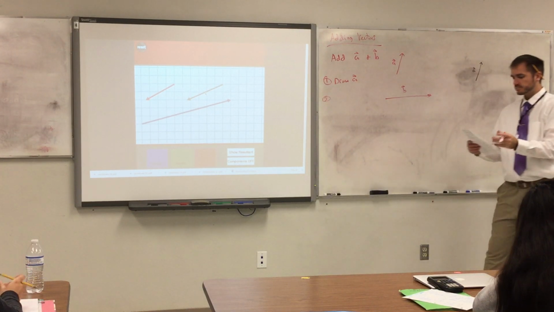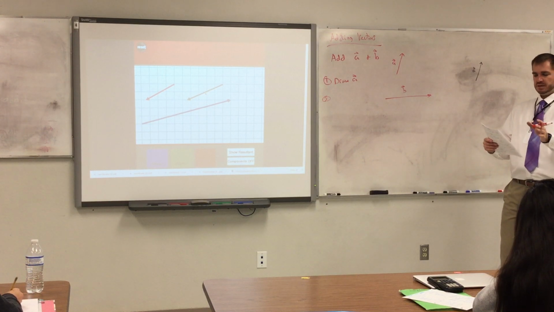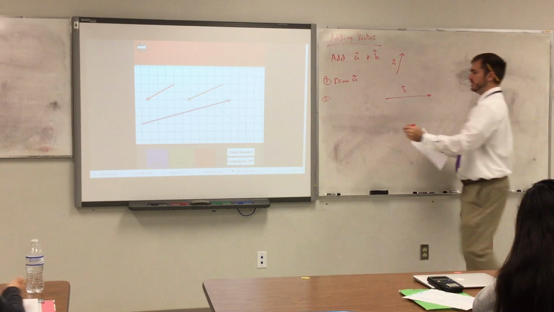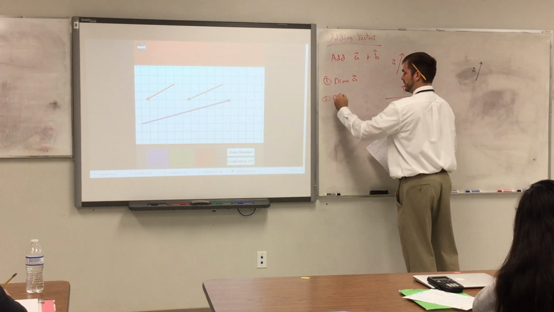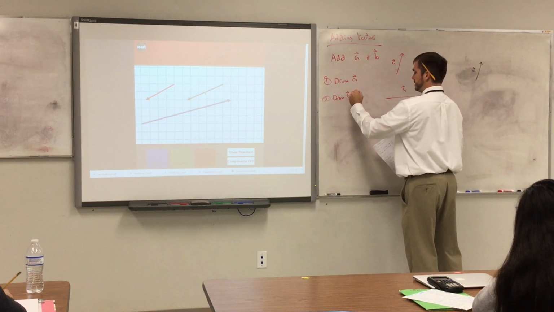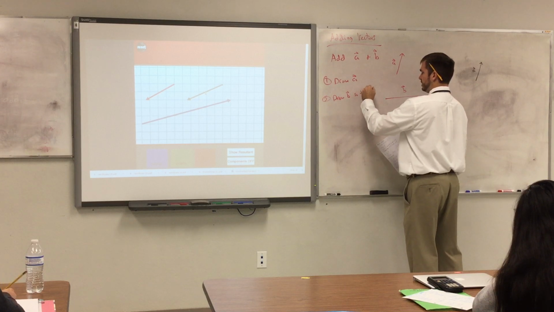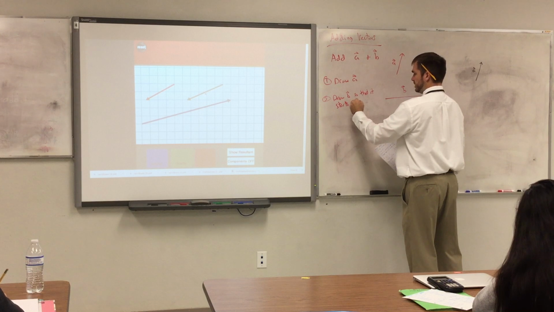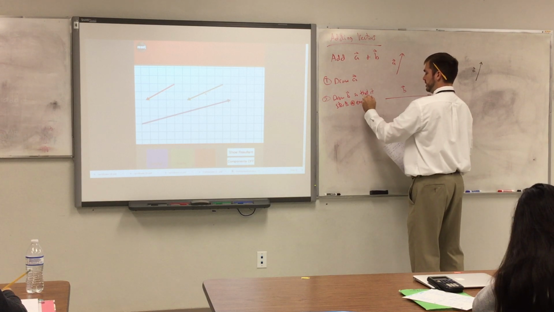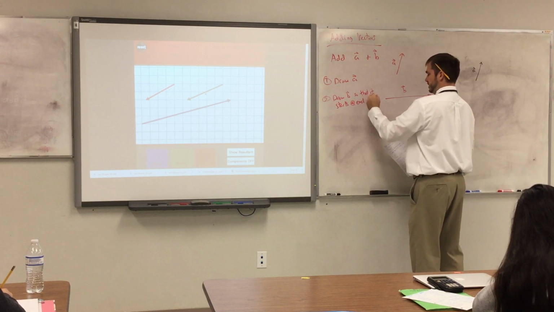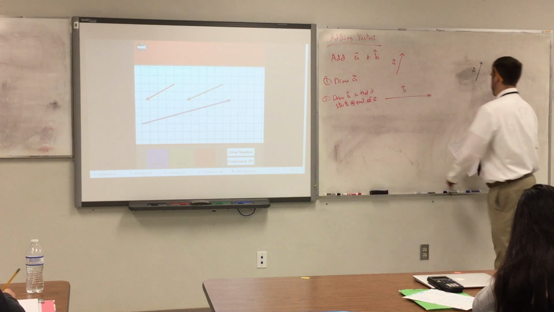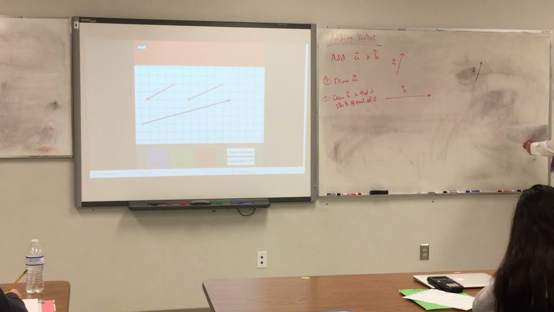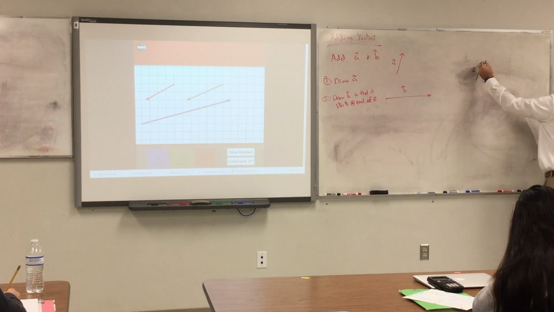Step 2: draw B so that it starts at the end of A. Draw B so that it starts at the end of vector A. Come over here, and I'll go to the end of vector A. That's where the arrowhead is.